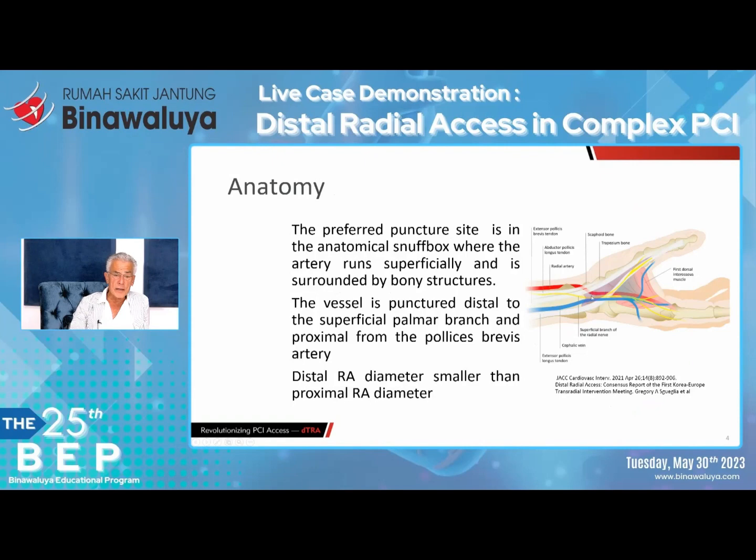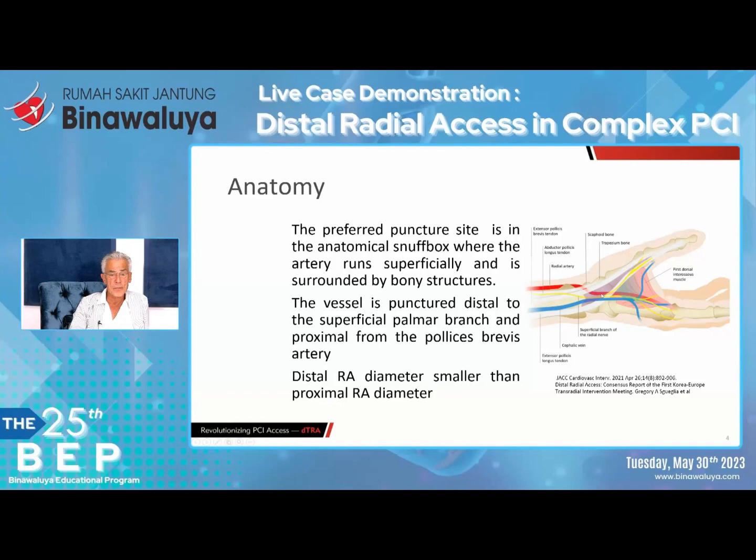This is the part of preference. This is the traditional entry site, proximal from the superficial palmar branch, which originates a few centimeters more distal in the wrist. And this is the anatomical snuffbox, the preferred access site. The artery runs here over bony structures. There's a nerve running near the artery, a vein as well, and there are tendons. So it's a complex anatomical place actually, and you have to be really careful accessing it.